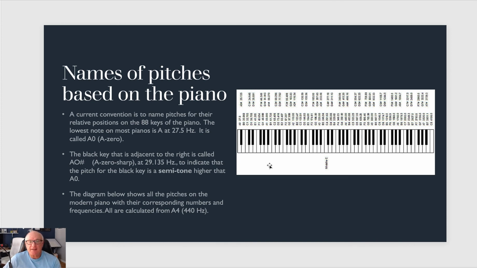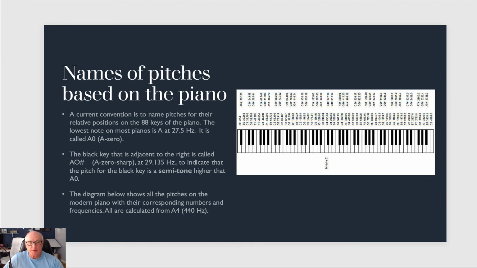The black key that is adjacent to the right is called A0 sharp. A0 sharp is a slightly faster vibration per second, which gives us the little higher pitch. And this just continues all the way up. It's a logarithmic system, not an arithmetic system. And as the notes get higher, they actually get closer together acoustically.